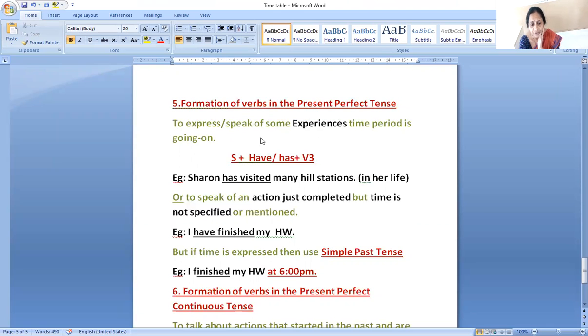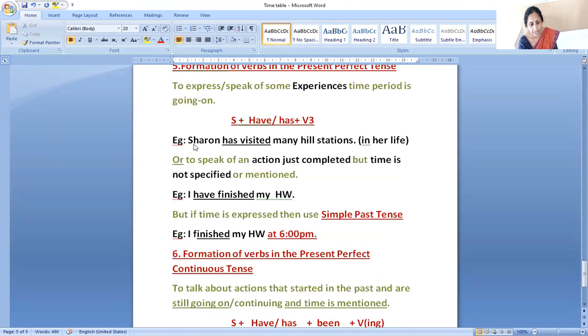Now to speak of some experience, the time period is still going on. That is, that person may be still alive and she's talking about the experience that she has had in that life. For that you will use subject plus have or has plus the third form of the verb. Sharon has visited many hill stations in her life. Or to speak of an action just completed but time is not mentioned or specified, I have finished my homework, you can say, but no time is specified.